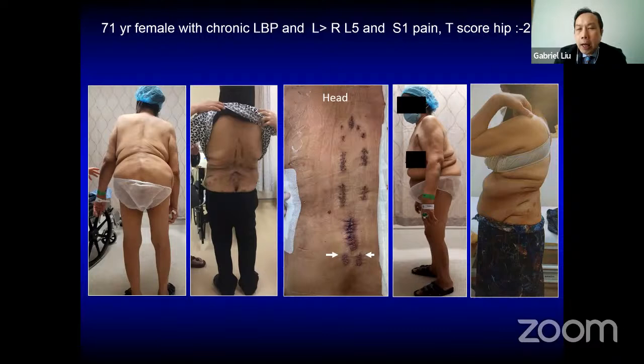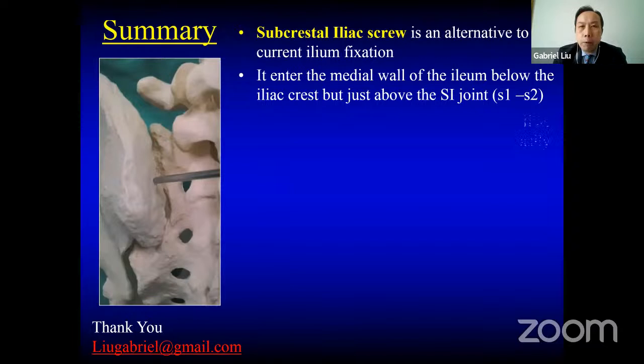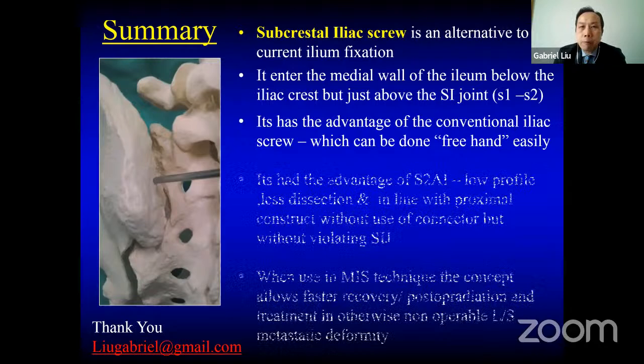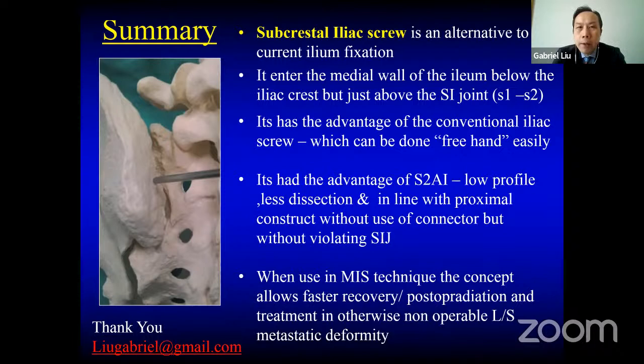So in summary, both the traditional iliac screw and the S2A iliac screw are good, and the S2A iliac screw tends to have fewer complications compared to the traditional iliac screw in the early literature. We propose a new modification of the iliac screw, which is a subcrestal iliac screw. It has the advantages of the S2A iliac screw in terms of low profile and fewer complications, and also the advantage of the iliac screw, which is freehand. Thank you very much for considering this technique.